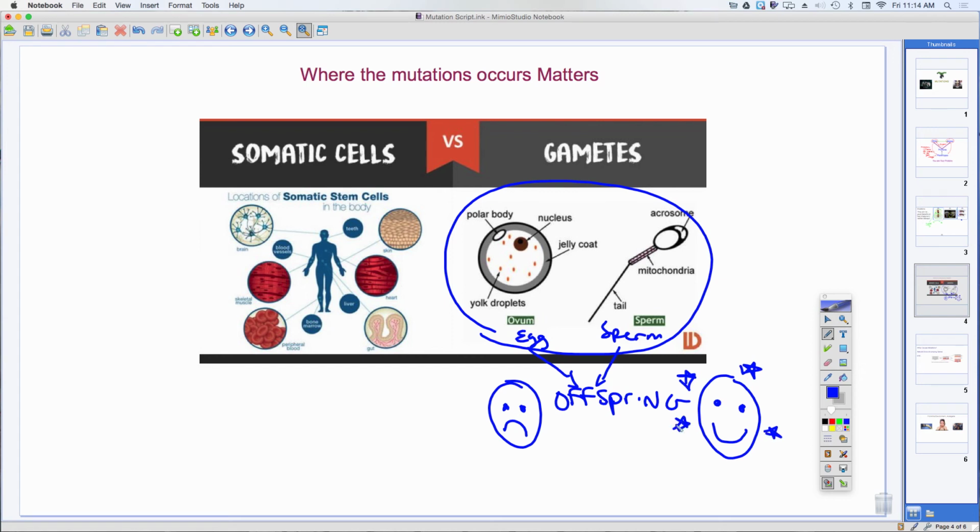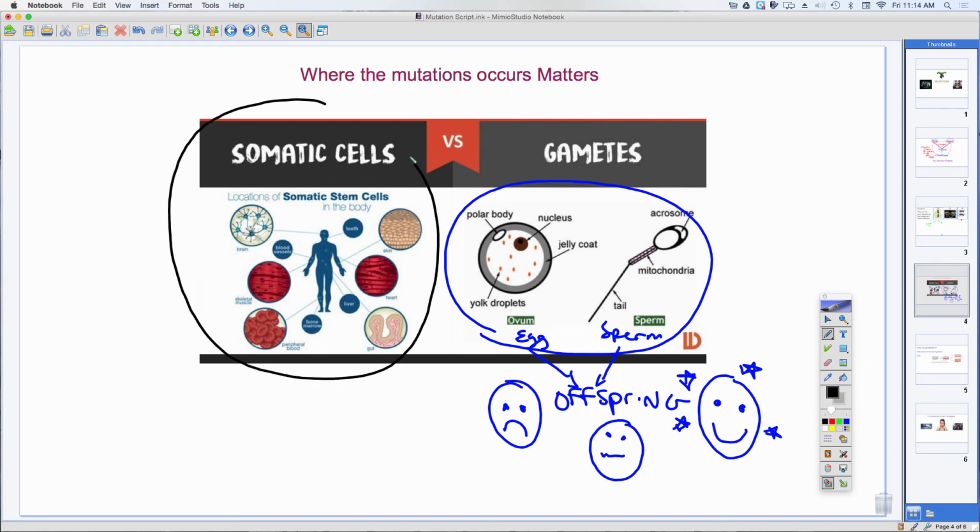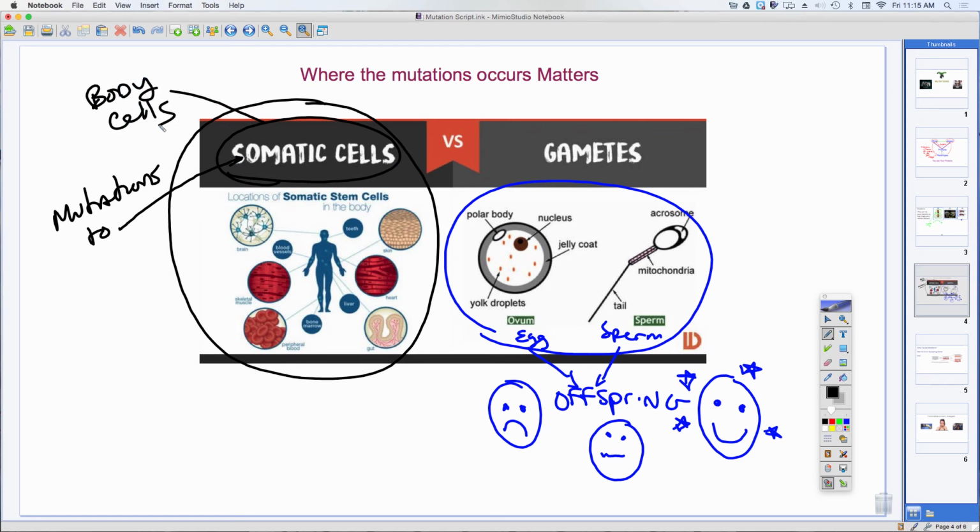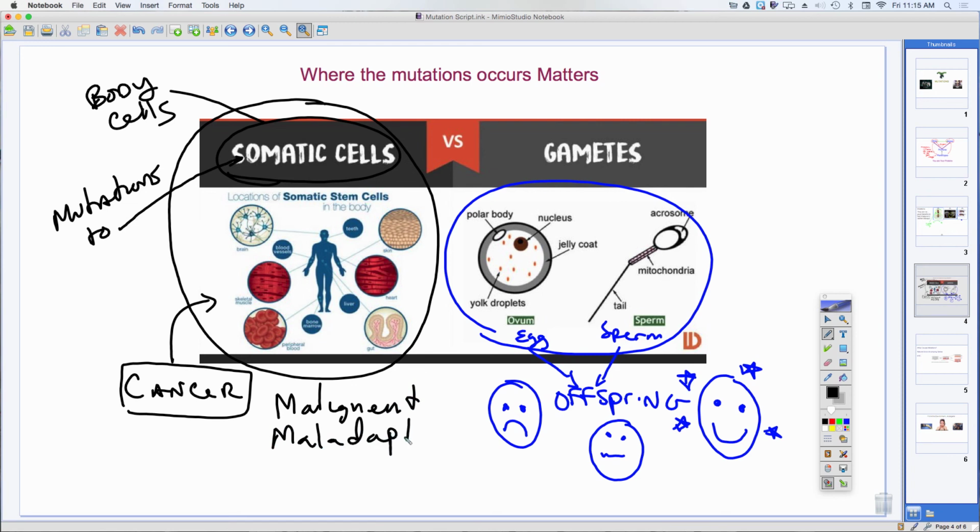Mutations can be good, they can be bad, and mutations could be indifferent, where it really does not impact you in a positive or negative way. Now, another class of mutations affects you while you are alive. So these are mutations to somatic cells. Somatic cells are your body cells. These are the cells that make up your bone and your muscles and your nerves and your intestines. And often when you have mutations in these cells, these mutations lead to cancer. And so these mutations are affecting you as an individual, and most of the time when they occur, they are malignant or maladaptive. They are not helping you out.